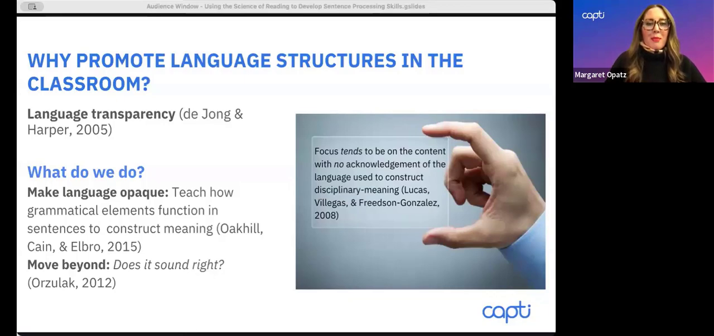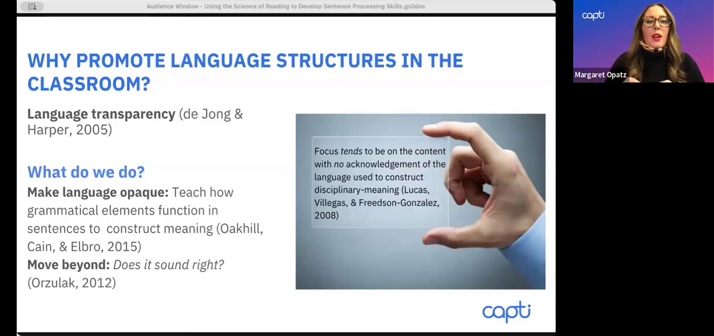I'll share a couple of examples, but today the key takeaway here is that we do have to make language opaque. We have to be able to look at the language used within a sentence and say, oh, here are the word order rules or the syntax rules, and here's why a scientist writes that way, or here's why a historian writes that way.